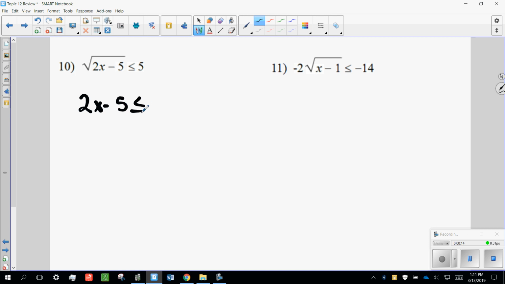Okay, so over here on the left, we copied down the problem, and we squared it. Because the square root's by itself. We want to get rid of that square root, so we square it. But when we square one side, we have to square the other side. The other side stays the same.